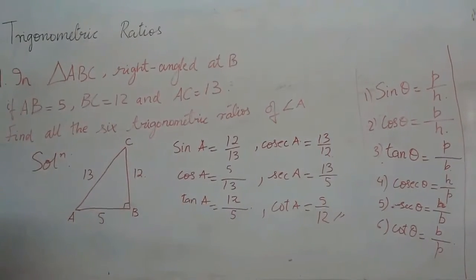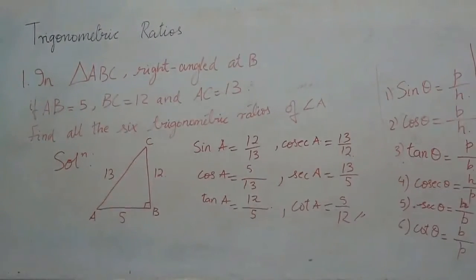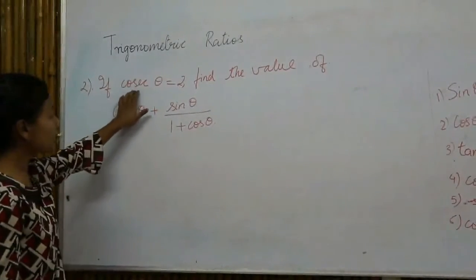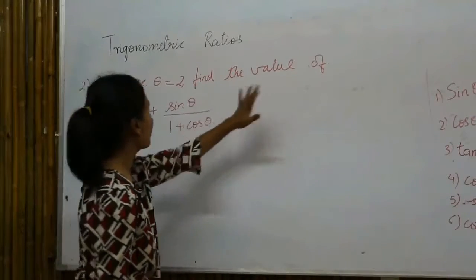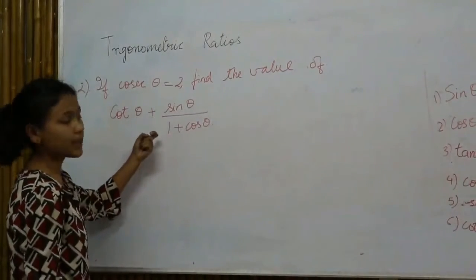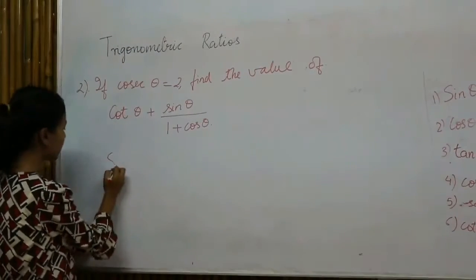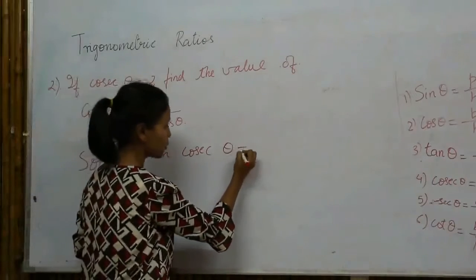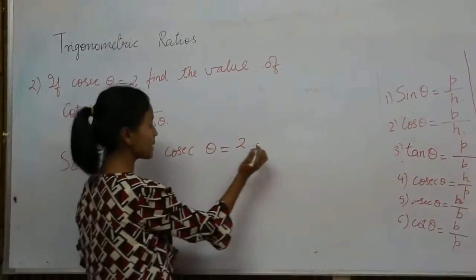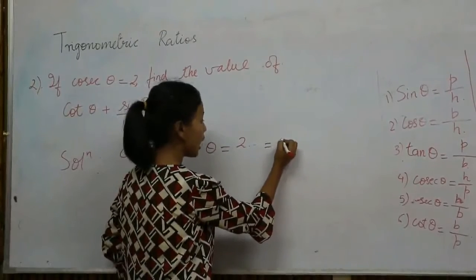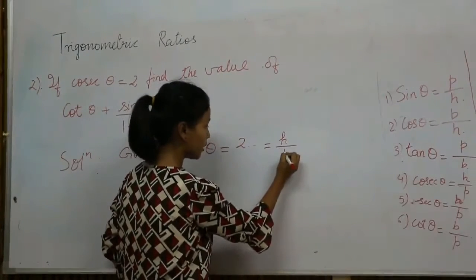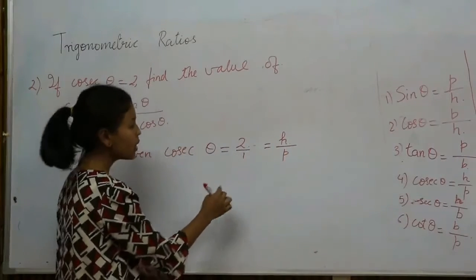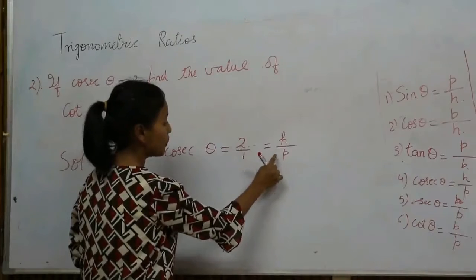The next question is, if cosec theta is equal to 2, find the value of cot theta plus sin theta by 1 plus cos theta. Given cosec theta is equal to 2, but we know that cosec theta is equal to hypotenuse by perpendicular. So here 2 we can also write as 2 by 1. So the hypotenuse is 2 and perpendicular is 1.